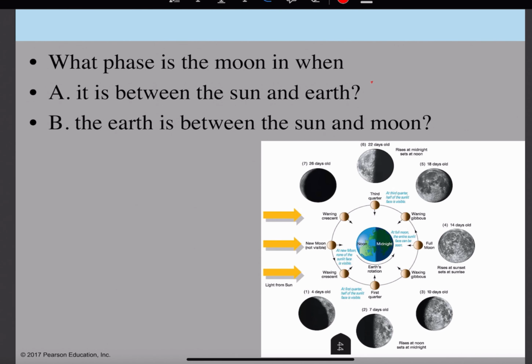Okay, two-part question. What are the phases of the moon when A, the moon is between the Earth and the Sun, and B, when the Earth is between the moon and the Sun? So part A, this is Sun, then Moon, then Earth. And B is when you have, yes, that's right. For B, you have Sun, then Earth, then Moon.